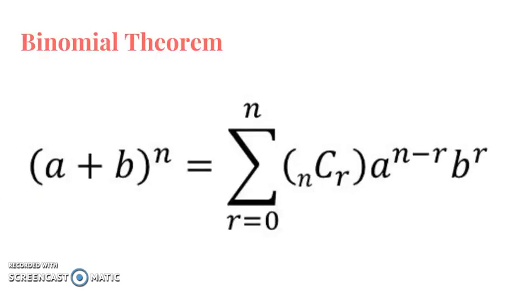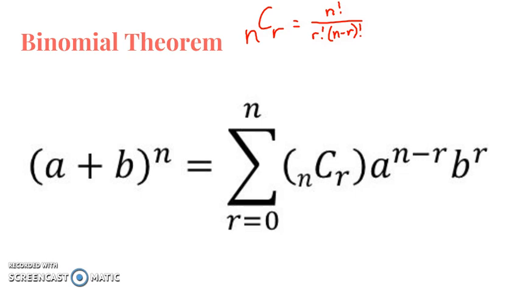Well, our binomial theorem says that if I have (a + b) to the n power, that's going to equal the summation from r equals 0 to whatever my n value is of n choosing r. Remember, this is our combination. We talked about this last year in Algebra 2. If I have n choosing r, that means n factorial over r factorial times (n minus r) factorial.